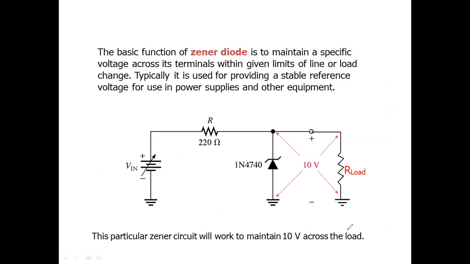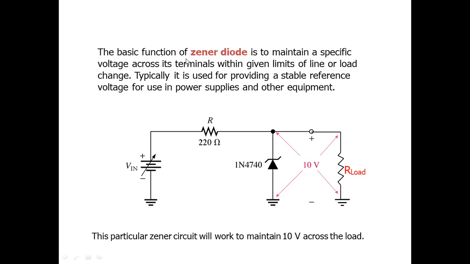Just a minute, clear all diagrams. Okay, the basic function of a Zener diode is to maintain a specific voltage across its terminals. This is the Zener diode we have used here. This is the load resistance. Load resistance is nothing but the output.